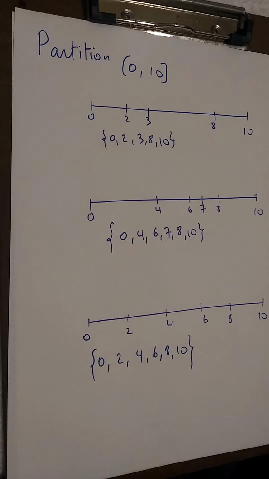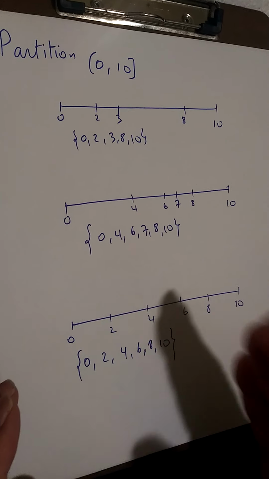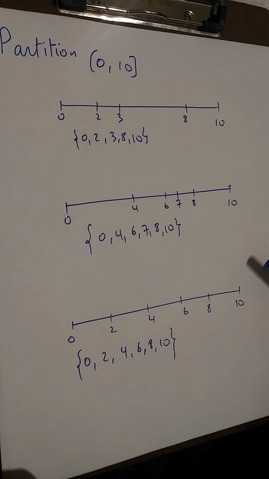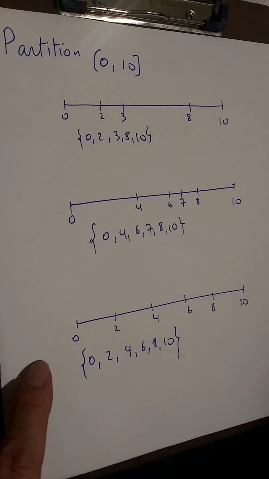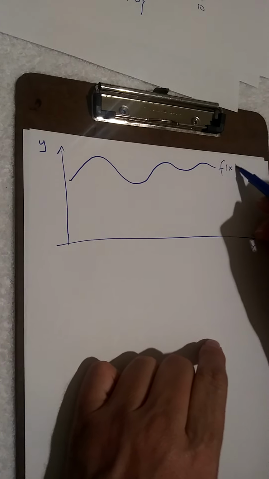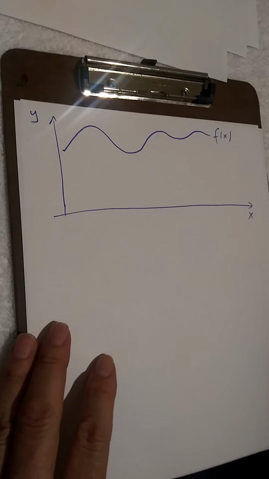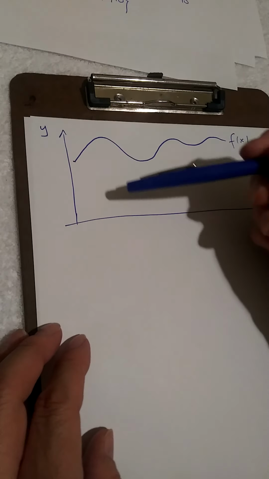Okay, we're going to concentrate on regular partitions like 0 to 1, 2, 3, 4, 5, 6, 7, 8, 9, 10, or 0 to 2, 2, 4, where the gaps between these numbers will be equal. And let's take a graph of a function, any function. Okay, that'll be f of x. Suppose the function looks like this, and we want to calculate the area or measure the area under the graph.